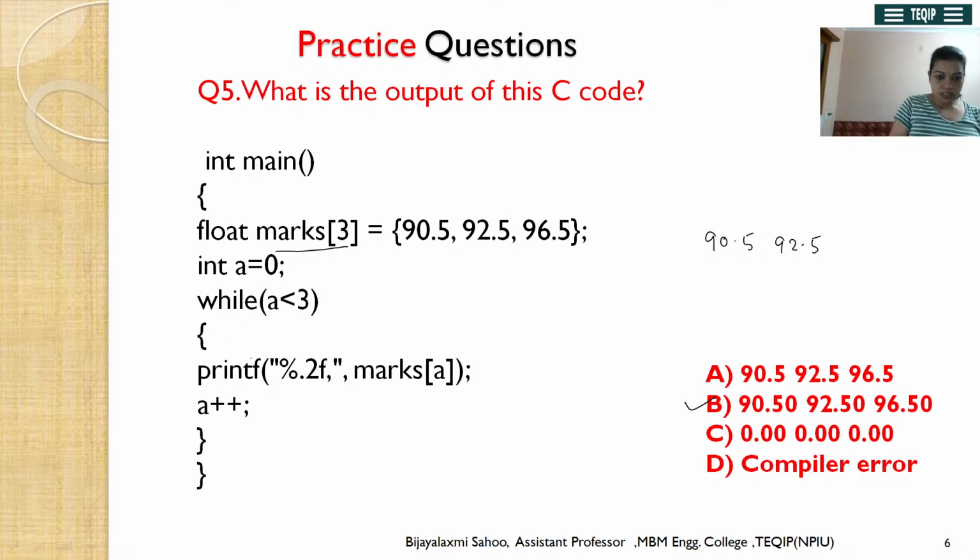See, here also, this is 0.2f. That means here I have to see what the decimal is. There must be 2 decimal points after the percent. So this is the correct answer, not this one. So this is 90.50, 92.50, 96.50, because it is declared 0.2f. That means after the decimal point there must be 2 digits.